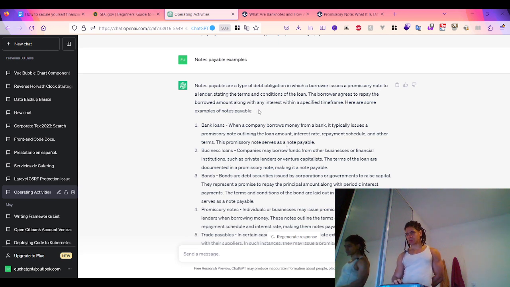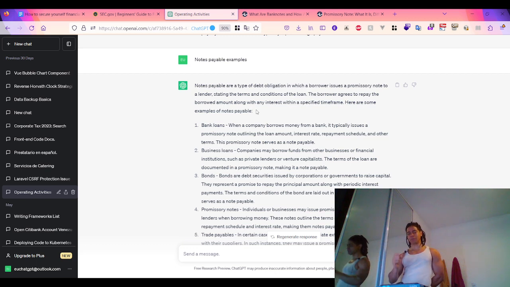A notes payable is a promissory note between the borrower and the lender, stating the terms and conditions of that loan. So it sits between the informality of an IOU and a loan contract. So you have bank loans. When a company borrows money from the bank, it generates these promissory notes.